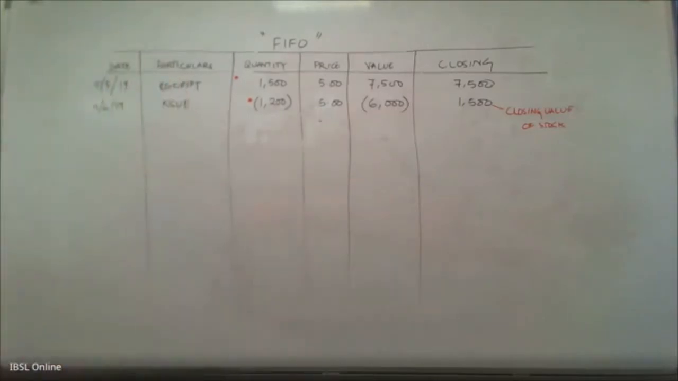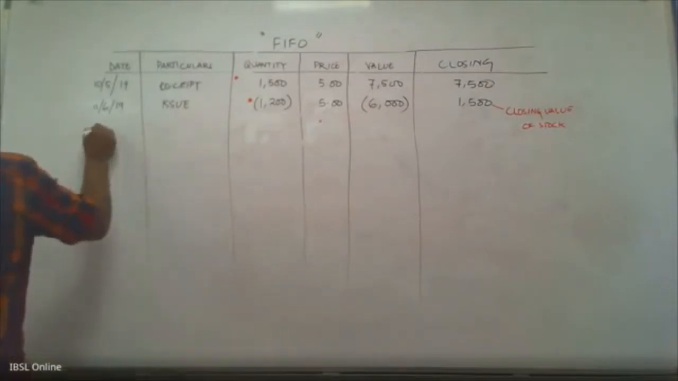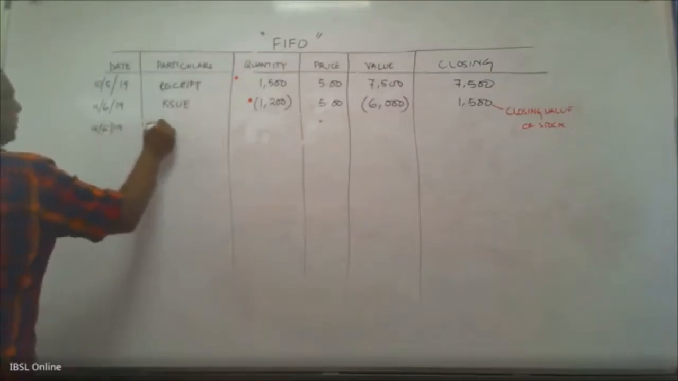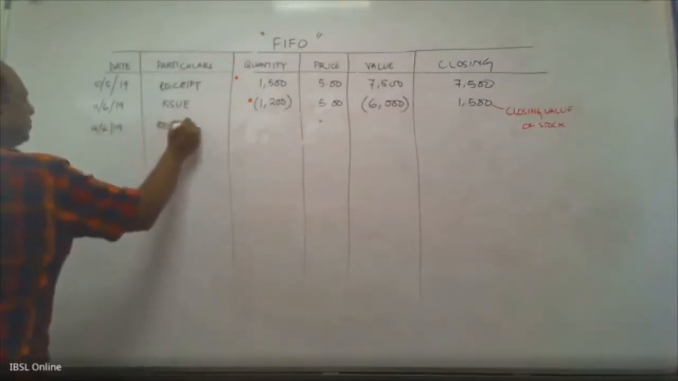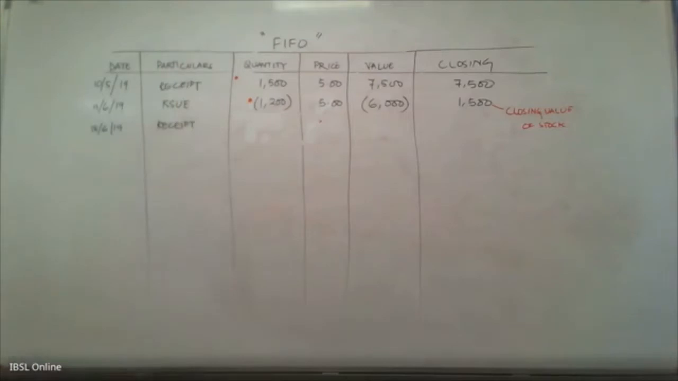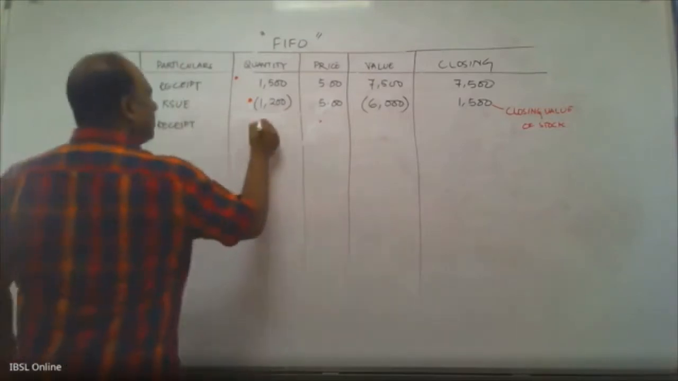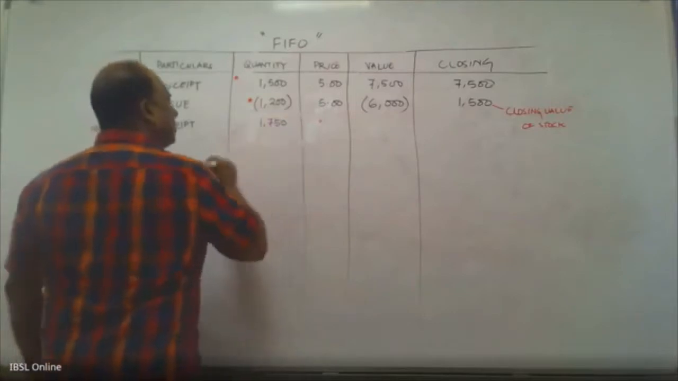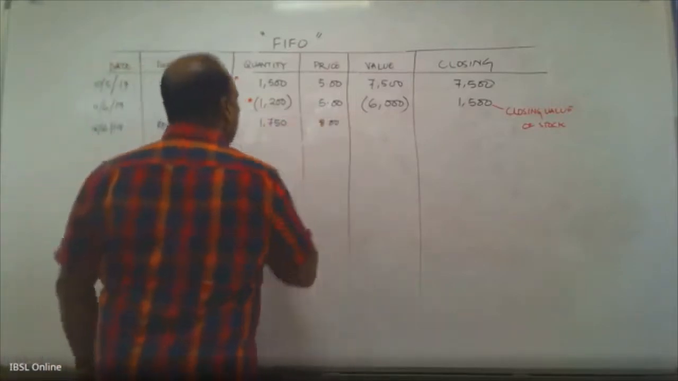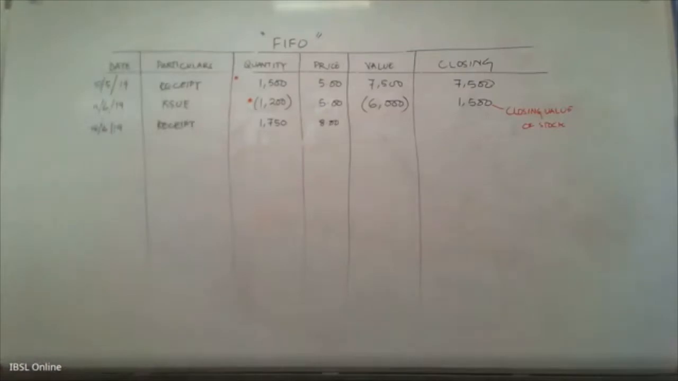Right. We'll go to the next transaction. What is the next transaction now? Now you can go to the receipt of 18 June, which is 1,750 units. 18 June, receipt, 1,750 units at 8 rupees each. How much is that? Can you calculate it, please?